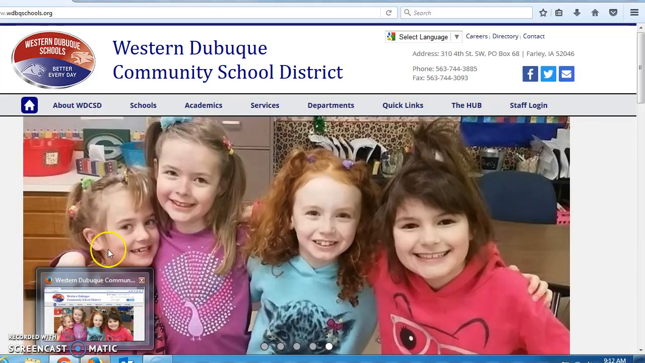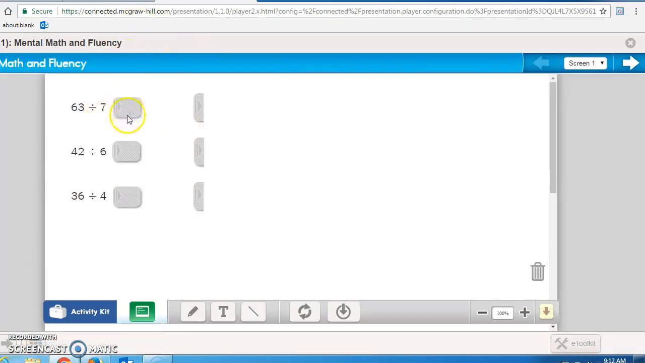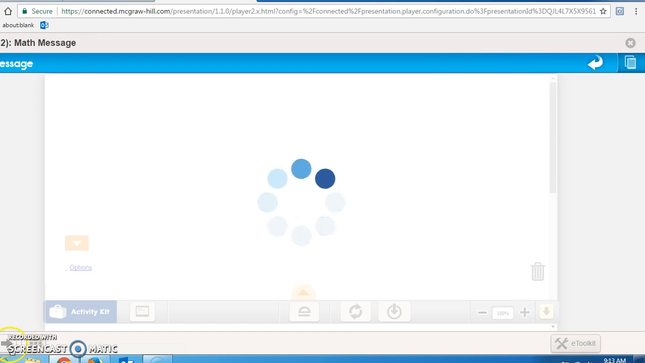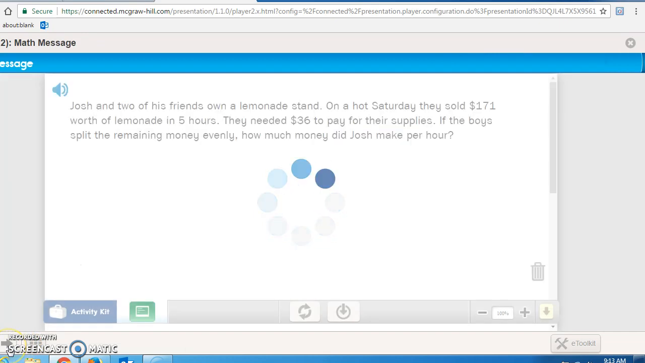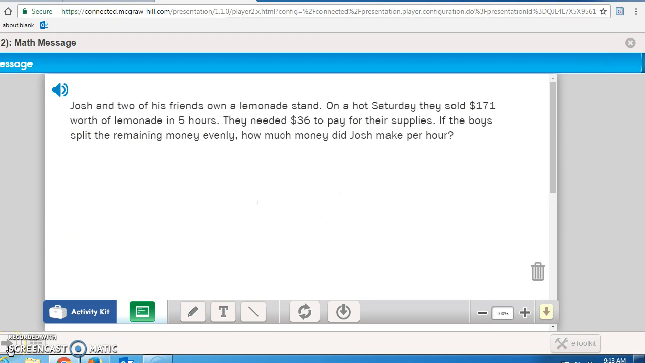63 divided by 7. Well, remember, I can reverse this and say, what times 7 equals 63? 9. 42 divided by 6. If division is still hard for you, think, what times 6 is 42? 7. And again, 36 divided by 4. You could think, what times 4 is 36? And you should know that is 9. If you are practicing your multiplication facts 10 minutes nightly, you should be able to answer those almost as quickly as I am. Let's take a look at this math message.